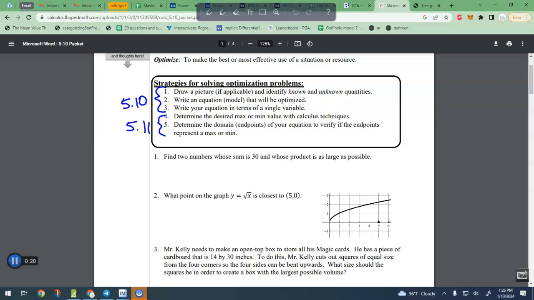Some of the setups I think are way harder than the solving. So the idea behind that is let's just make sure we get those straight and then go from there. But either way, the idea is we're trying to optimize something, trying to maximize. These are real life things that you can use calculus for.